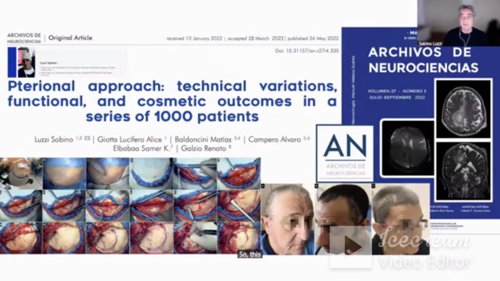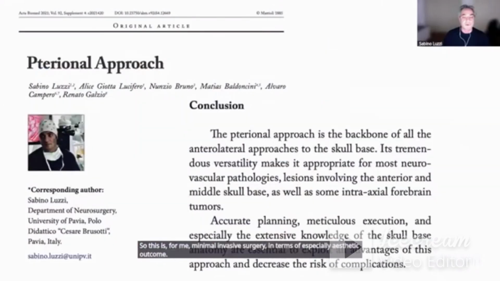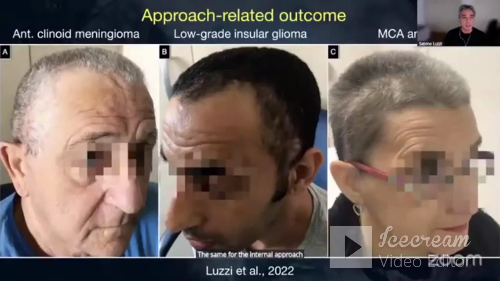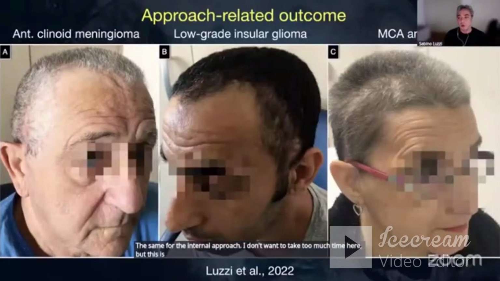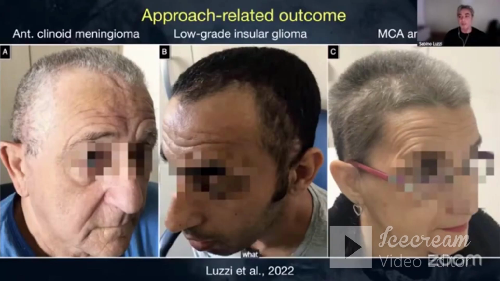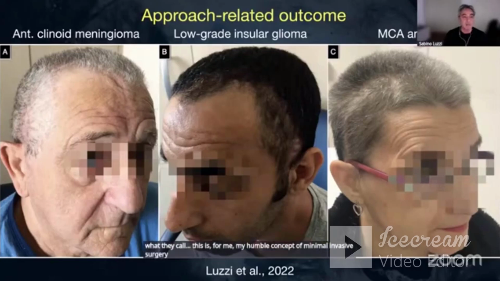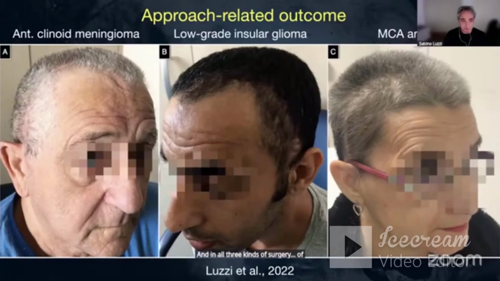So this is, for me, minimally invasive surgery, especially in terms of aesthetic outcome. The same goes for the pterional approach. I don't want to take too much time here, but this is what I want in terms of approach-related outcome, my humble concept of minimally invasive surgery. These are 3 different patients: the first one an anterior clinoid meningioma, then a low-grade insular glioma, and an MCA aneurysm. In all 3 patients, it's difficult to find where the skin incision was.